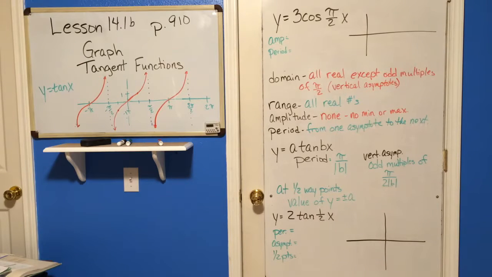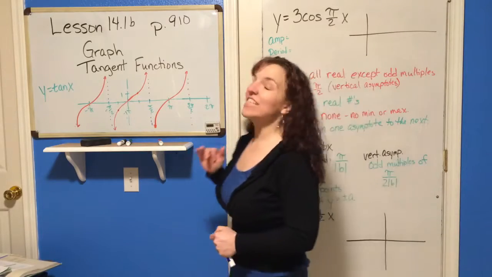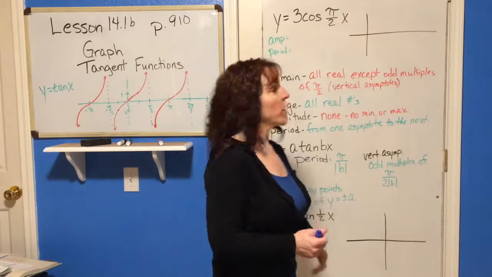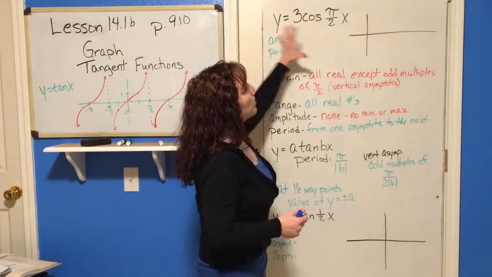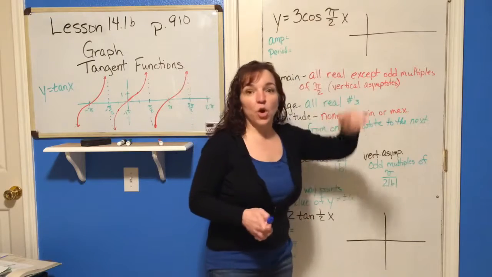Here we go. Second half of section 14.1. Now we're going to graph the tangent functions. Now before we move on to tangent functions though, I wanted to go back and do one problem that has both an a and a b in the cosine function.